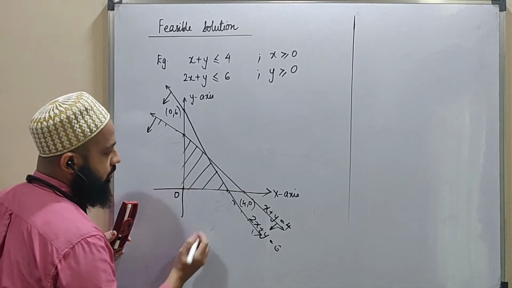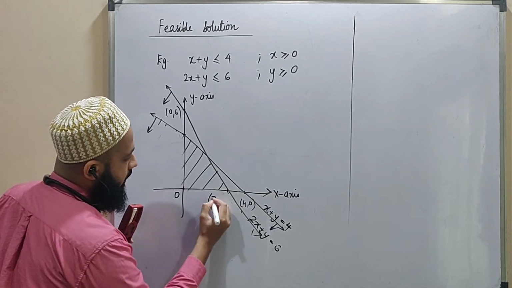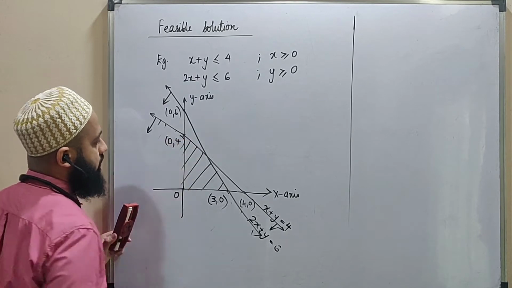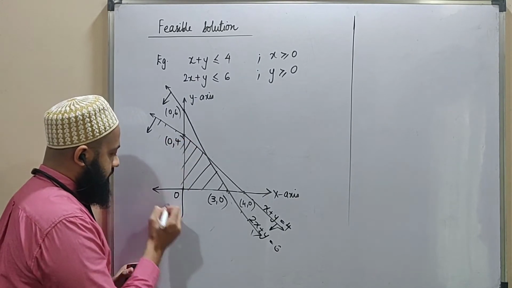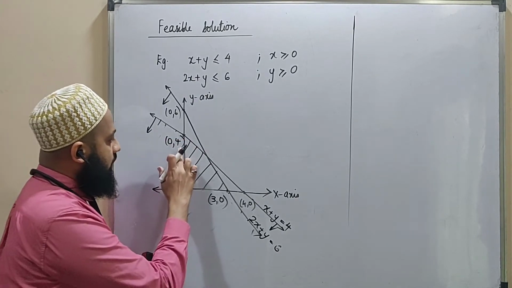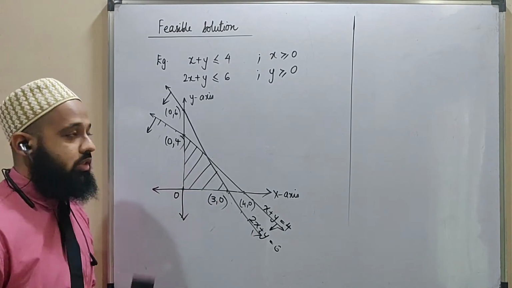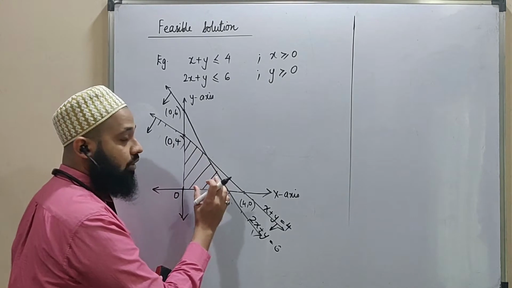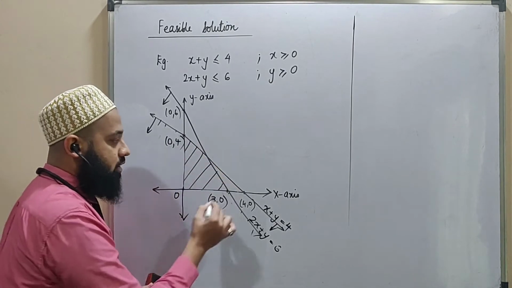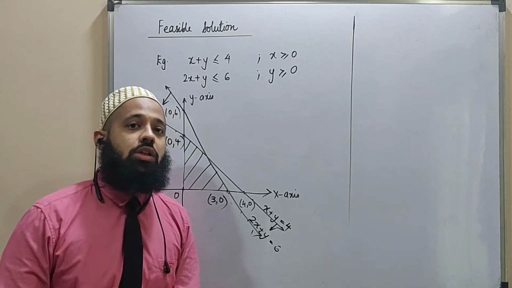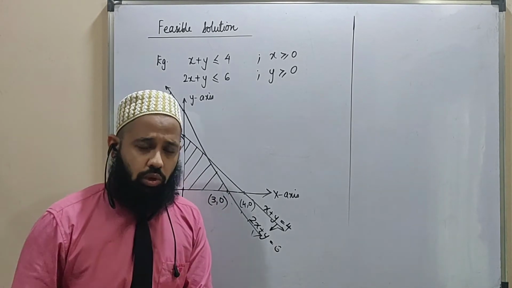So this is my 0. I have to put the points again. This is 3, 0 and this is 0, 4. So this is the region that I am talking about when I am talking about the feasible solution, only restricted to the first quadrant. So that's how you obtain the feasible solution for the set of linear inequalities.